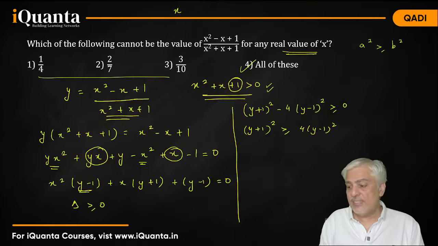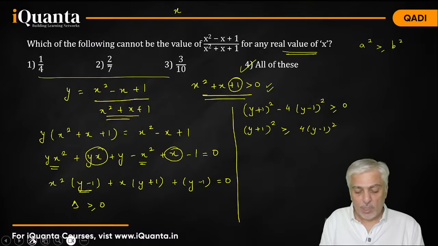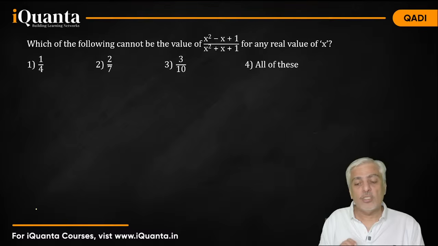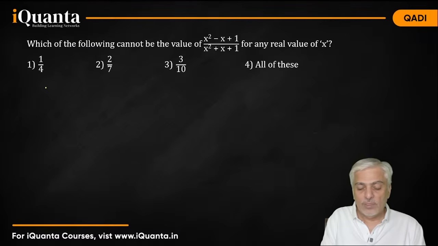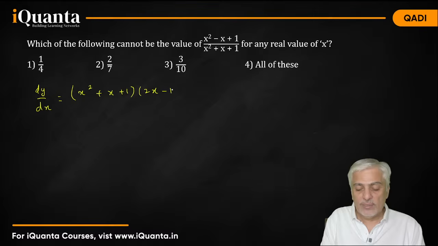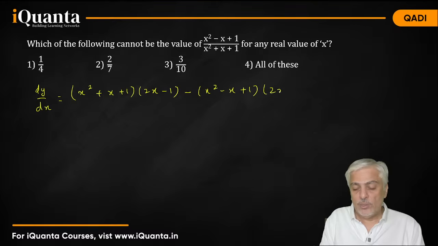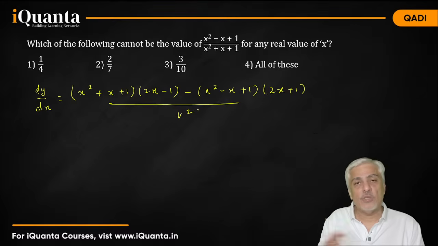The other way of doing this is you can take derivatives. For people who are comfortable using calculus, they can also take the derivative of u upon v. Y is equal to u upon v. What is the derivative of u upon v? Dy by dx is equal to v into derivative of u, so x square plus x plus 1 into 2x minus 1, minus x square minus x plus 1 into 2x plus 1, upon v square. No need to do the v square solving. Equate this to 0. Expand carefully and solve it out.